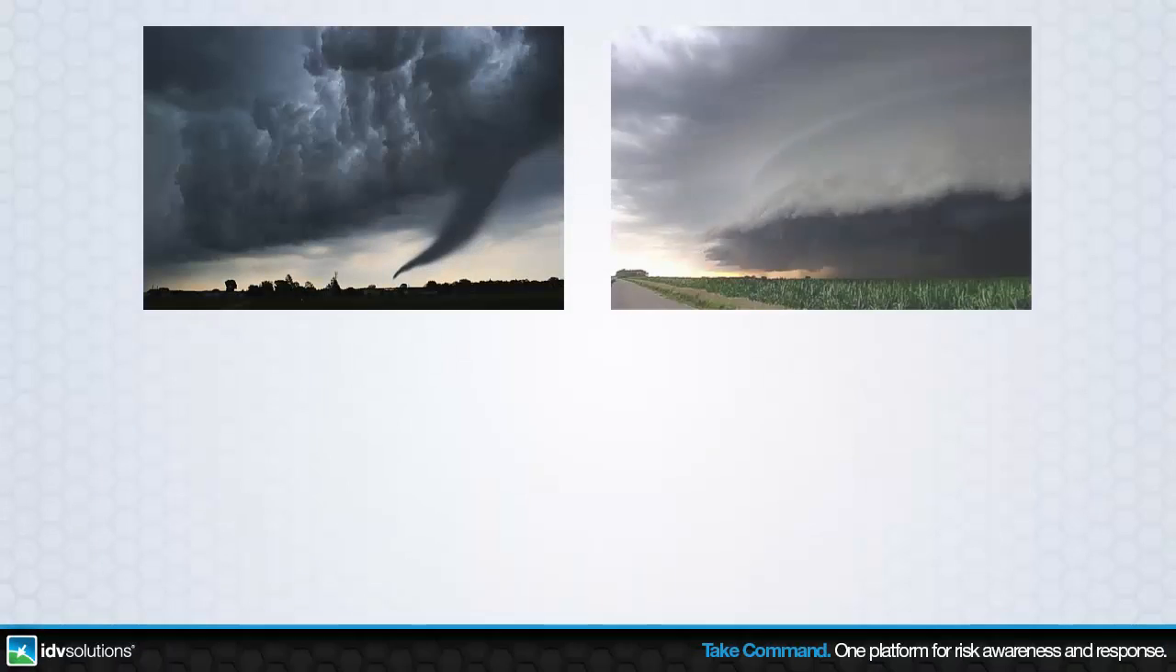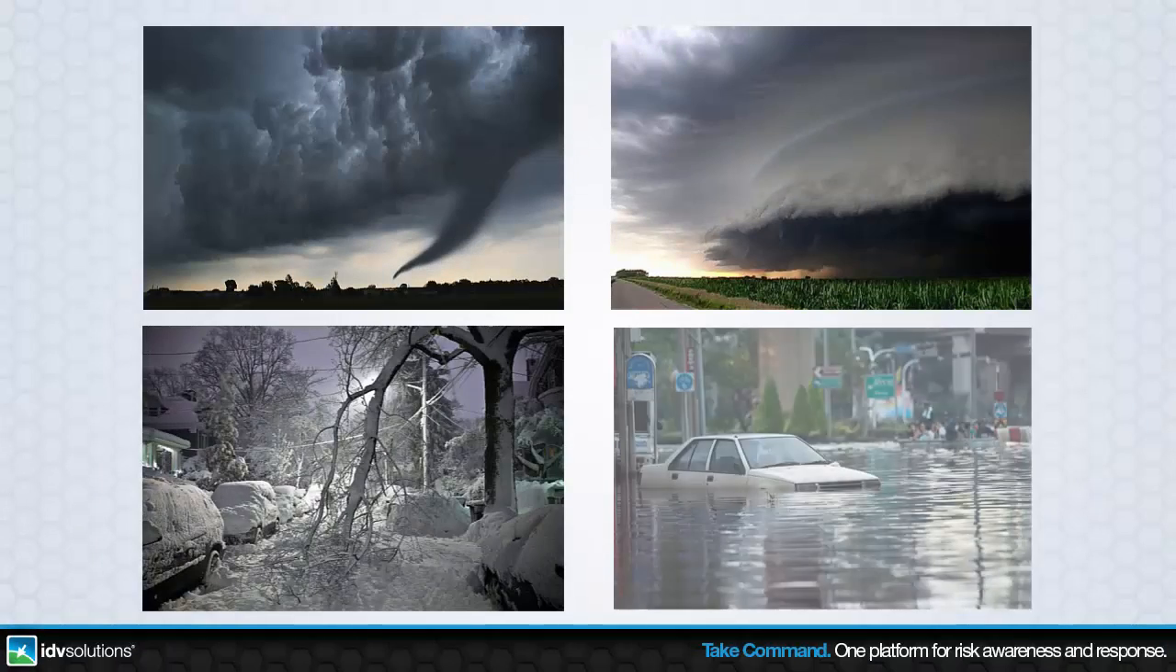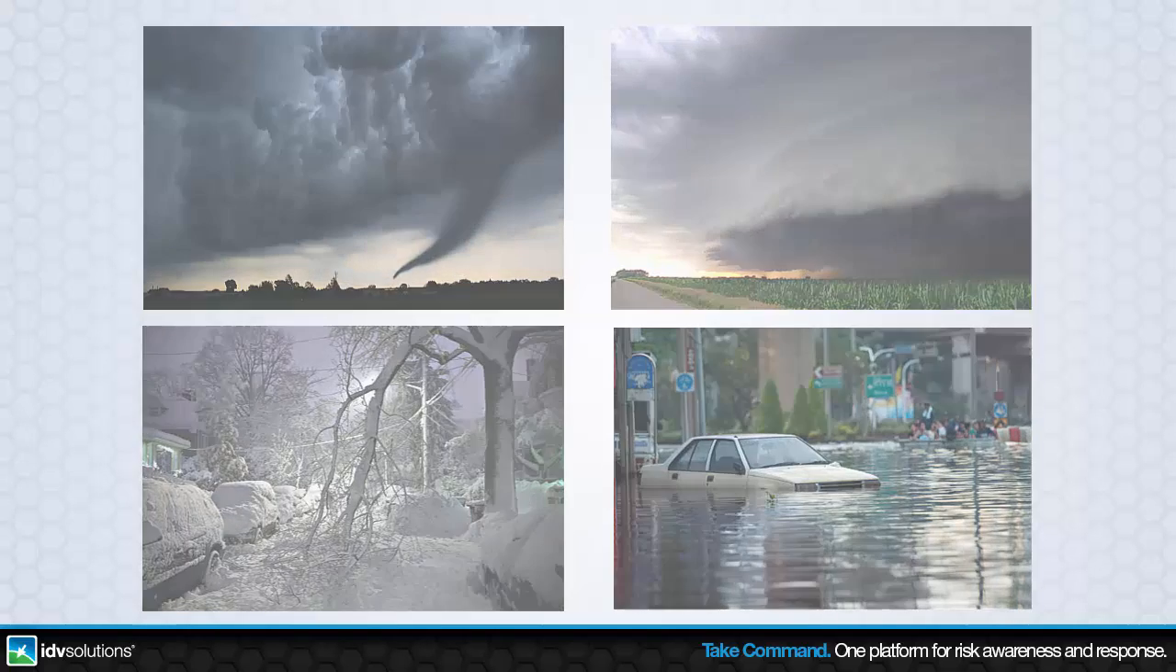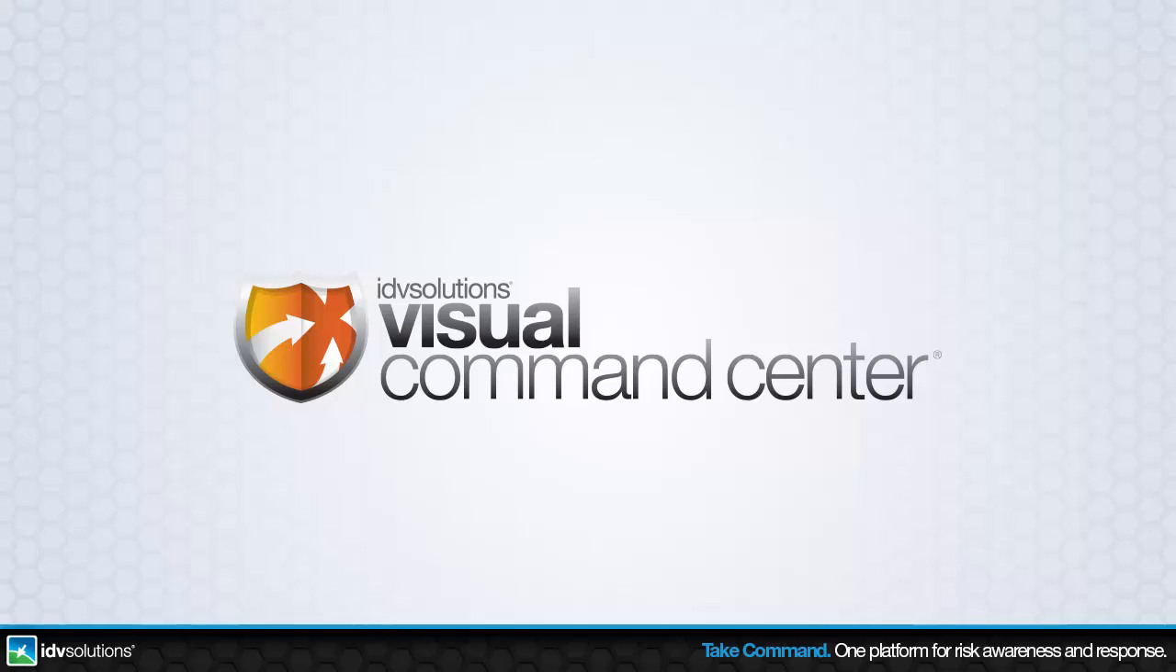Weather emergencies are among the most common risk events that organizations face. From hurricanes to heat waves, tornadoes, or floods, they require organizations to make immediate decisions that affect business operations and employee safety. In this video, we're going to look at how you can use Visual Command Center to anticipate risk and be proactive in a weather emergency.